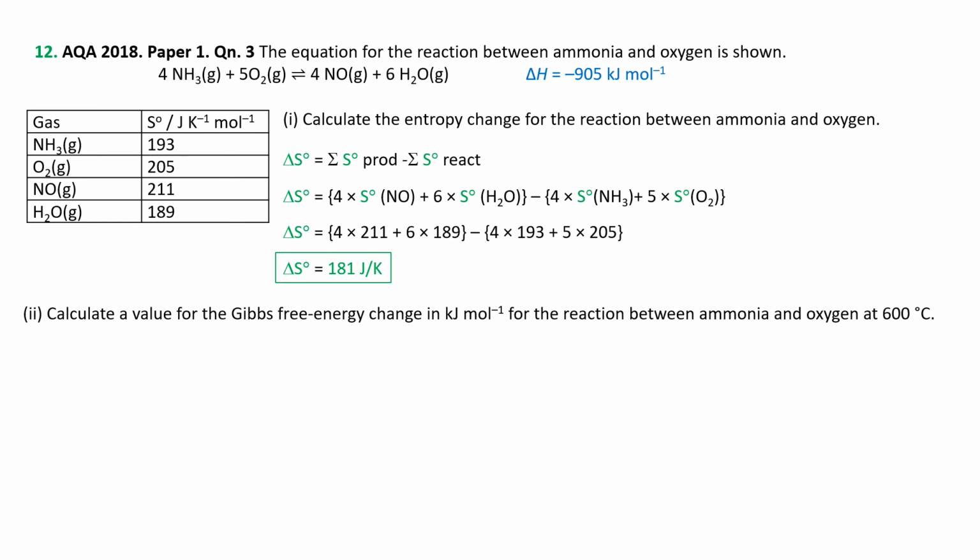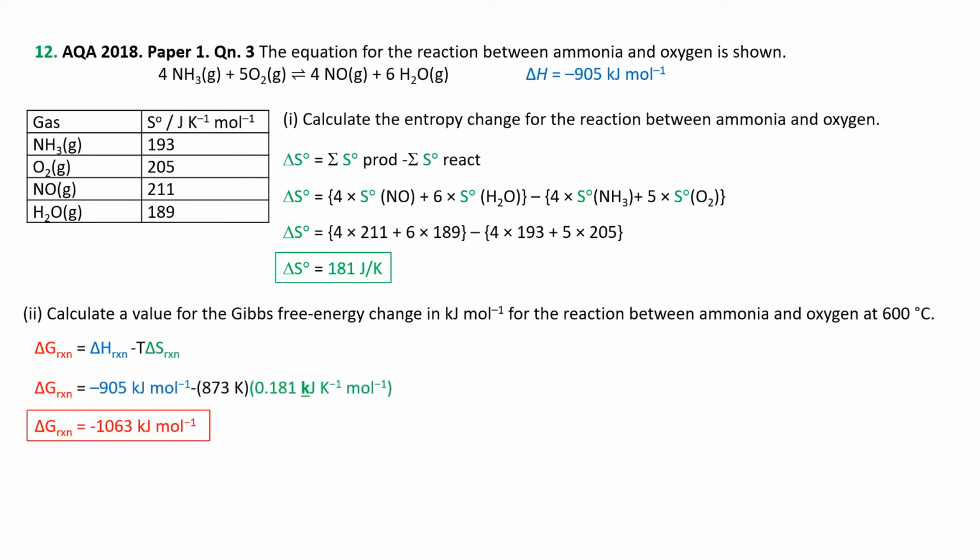Part 2, calculate delta G at 600. So same thing again, we've done many times. Pop in delta H in kilojoules, get the right temperature, pop in delta S in joules, but then immediately convert that to kilojoules, punch it in, and delta G is minus 1063. Now notice just the size of this. Delta H is a negative number, that's nice. Delta S is a positive number, that's nice. So delta G should be nice, and it's even nicer than the delta H.